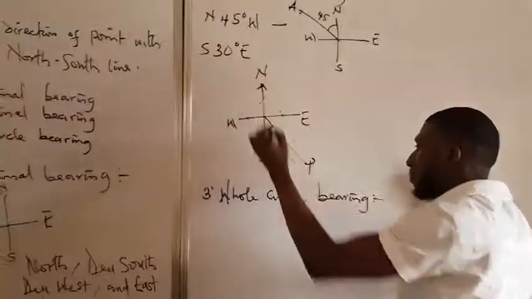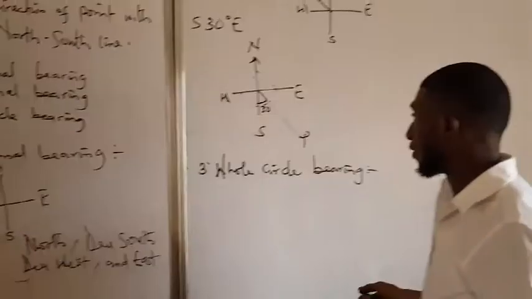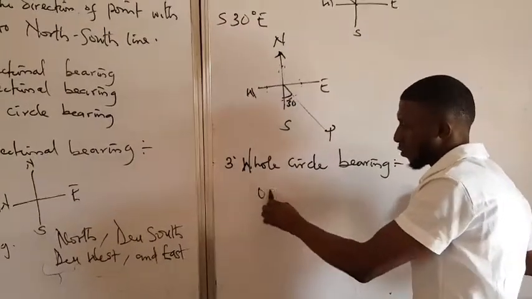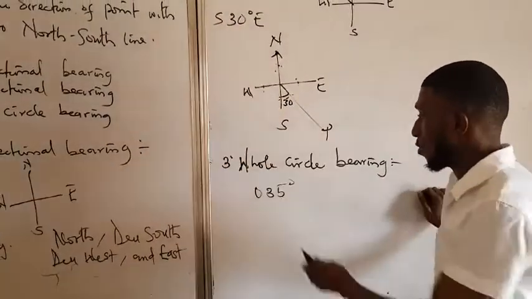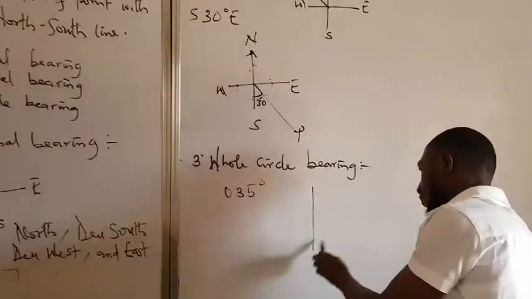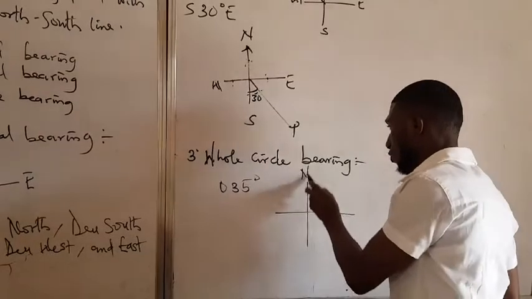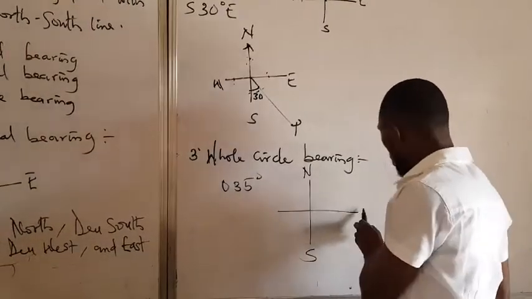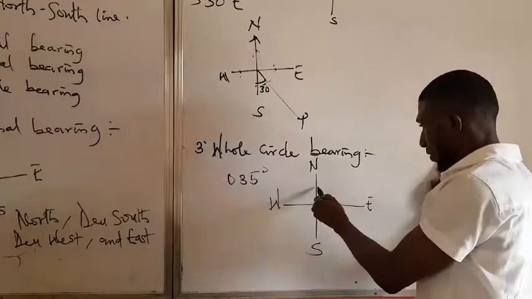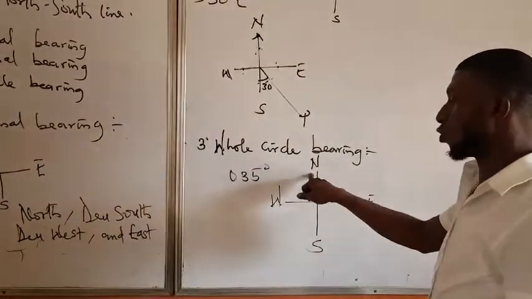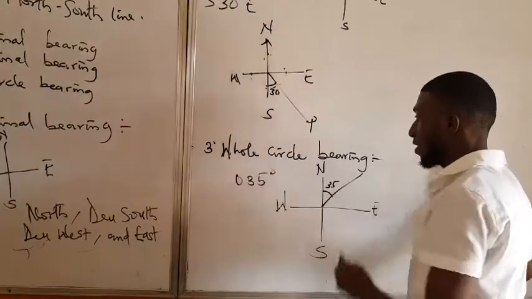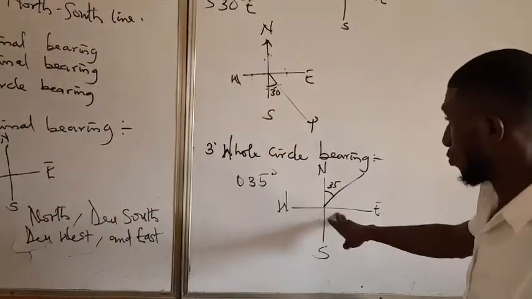Now, let's take for example, if I say that the direction of a man is 035 degrees, or even if you are given 35 degrees, it means that it is 035 degrees. Therefore, you draw your 4 cardinal points. This is the north, this is the south, this is the east, and this is the west. Therefore, it is 35 degrees from the north pole. This is the direction of the man, 35 degrees from the north pole.